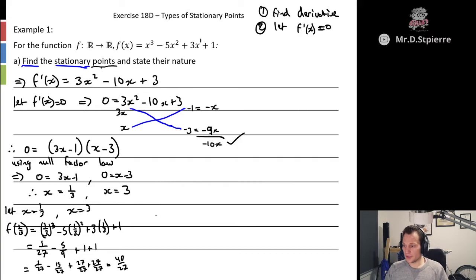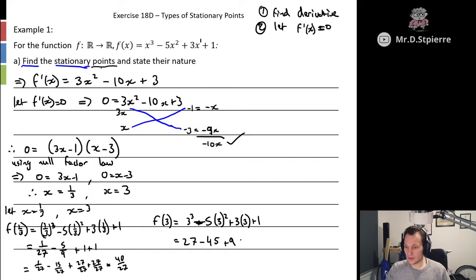And then for the other one, we get f of 3 is equal to 3 all cubed minus 5 times 3 squared plus 3 by 3 plus 1. We get 27, take away 3 squared is 9 times 5 is 45, plus 9 plus 1. So 10, take away the 45 is negative 35.